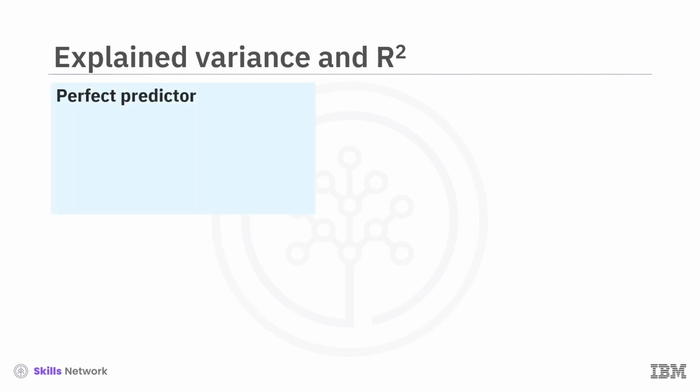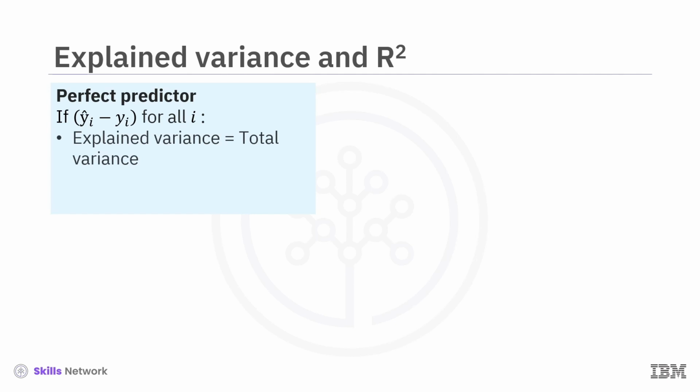If the model perfectly predicts all data points, in that case, yi hat equals yi for all i, the explained variance is identical to the total variance, and the unexplained variance is 0. Thus, R squared is 1 for a perfect model.